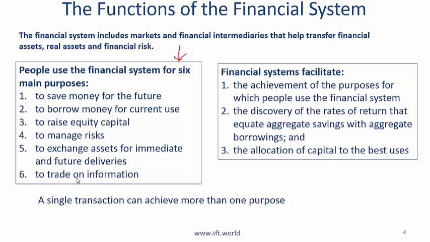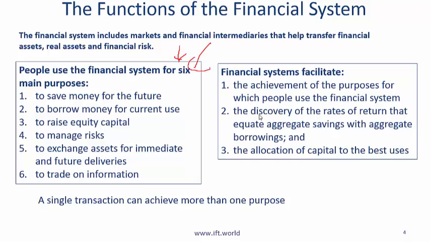In other words, with this last point, if you have information based on which you want to buy an asset, then markets allow you to do that. The financial system facilitates the achievement of the purpose for which people use the financial system. So in other words, the system allows us to do these 6 things.